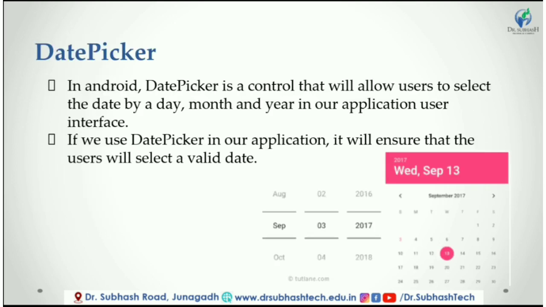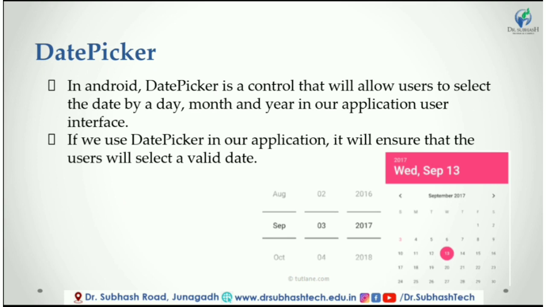Next is date picker. In Android, date picker is a control that allows the user to select a date by day, month and year in our application user interface. If we use date picker in our application, it will ensure that the user selects a valid date. Following is the pictorial representation of using a date picker control in an Android application.